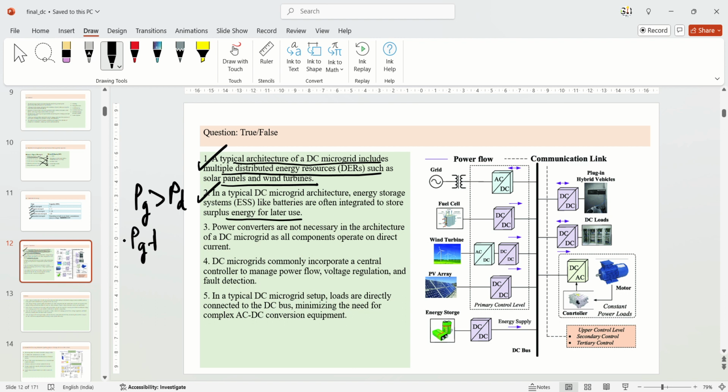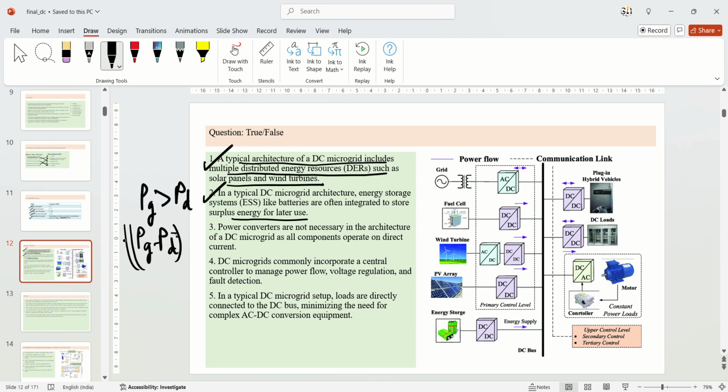That is, generation minus PD is actually being stored in the PESS, the energy storage. So that can be utilized when the generation is lower than the demand. Okay, and the third statement is telling power converters are not necessary in the architecture of a DC microgrid as all components operate on direct current. That is false, because all components don't operate in DC, and you need the power electronic interfaces to connect with the utility grid and also in between the systems as well.